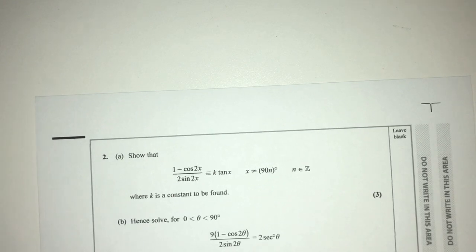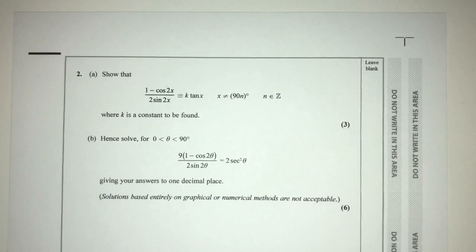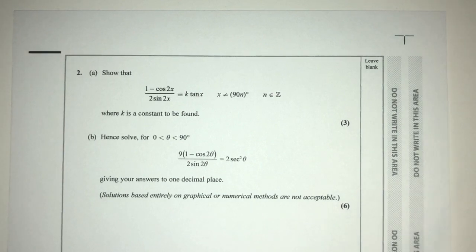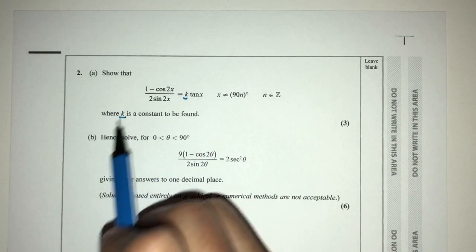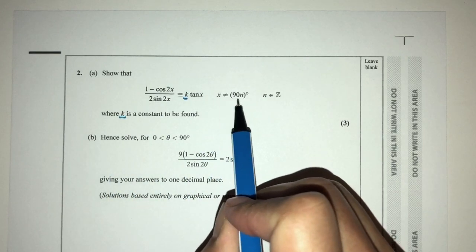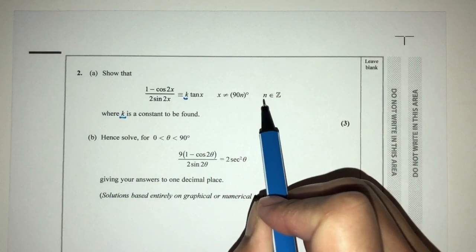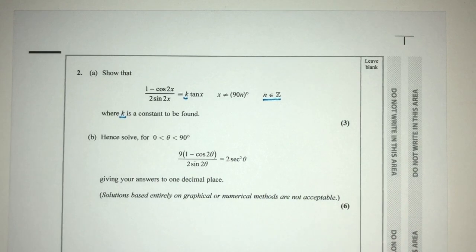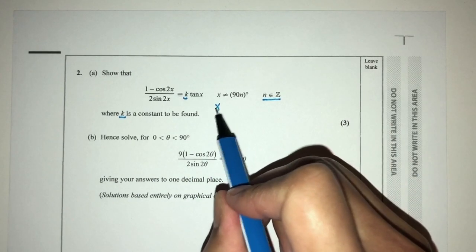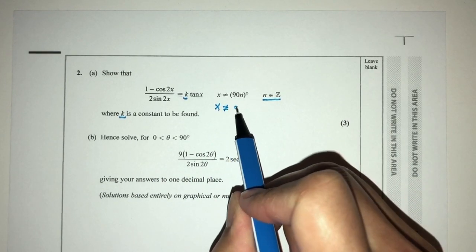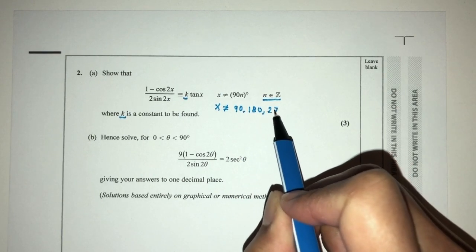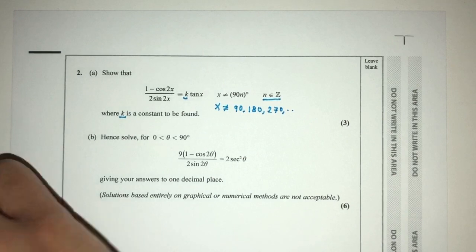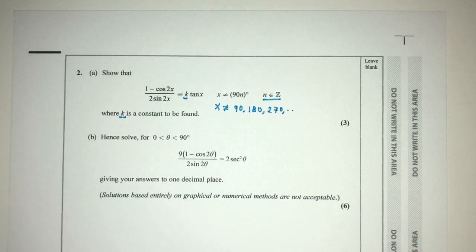Okay, so let's move on to question number 2. Here we have to show the left hand side is equal to the right hand side, where the value of k is a constant to be found. Now again, the value of x cannot be 90n, where n is an integer value. So for example, x cannot be the value of 90, 180, 270, and so on. The reason why is because of the tan graph.